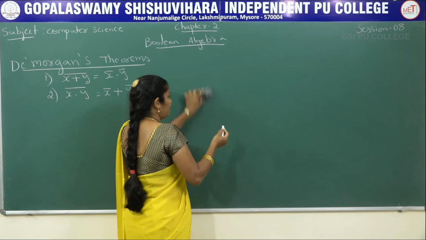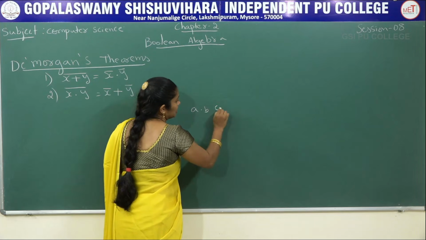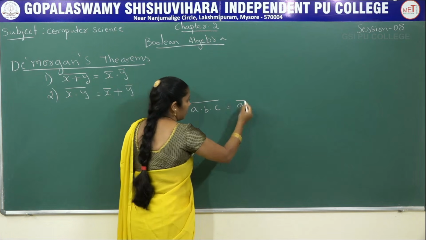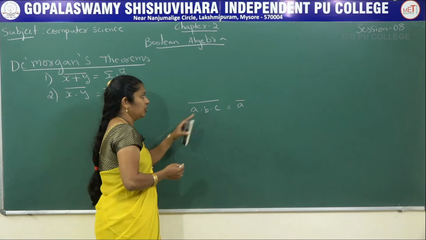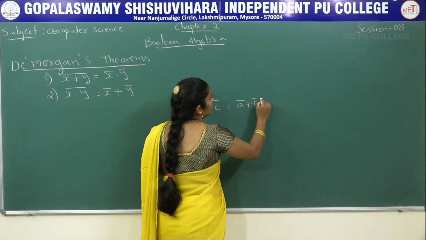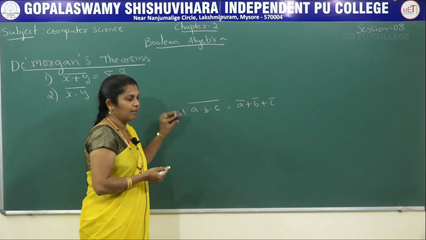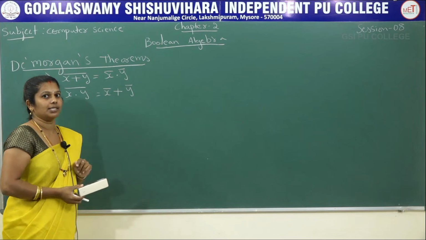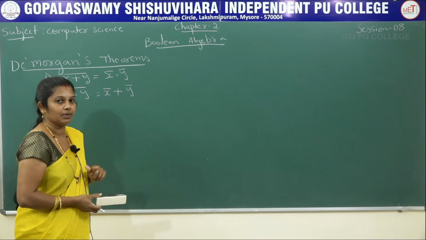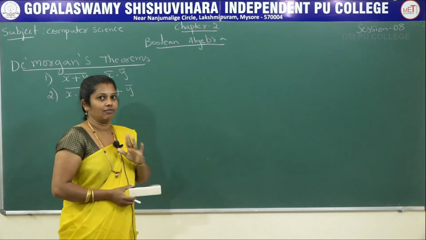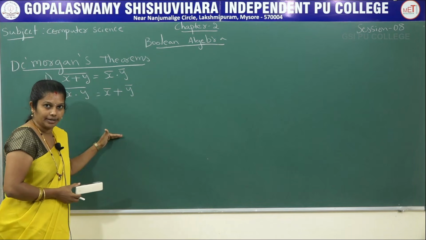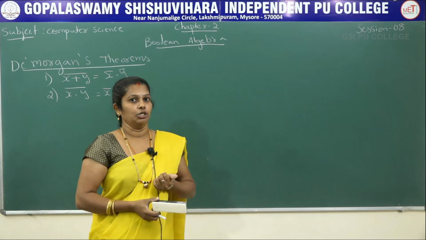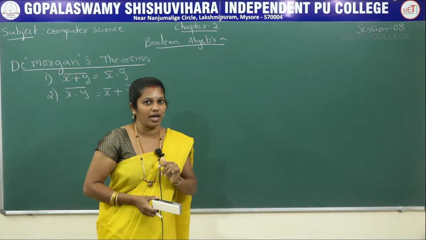For example, if I have a dot b dot c whole bar, then by using De Morgan's theorem we can write a bar, individual complement, and here dot is replaced by plus, b bar plus c bar. However many variables we want, that many variables we can take. But in the exam, for 5 marks they will ask you to prove De Morgan's theorem. Then what exactly you have to write is, first the circuit diagram for that, then the truth table, then you have to solve by using the algebraic method. Then only you will get full 5 marks.